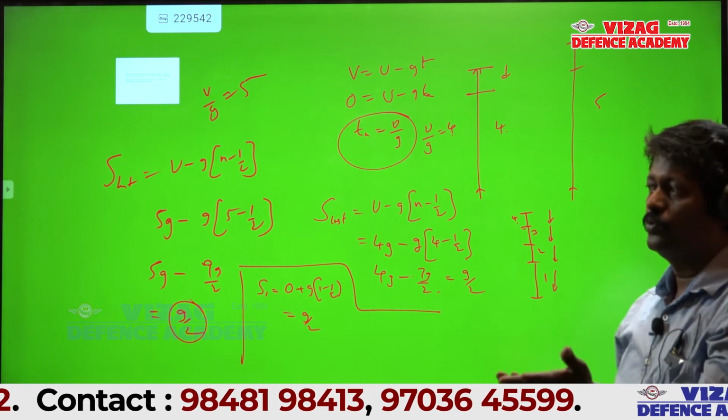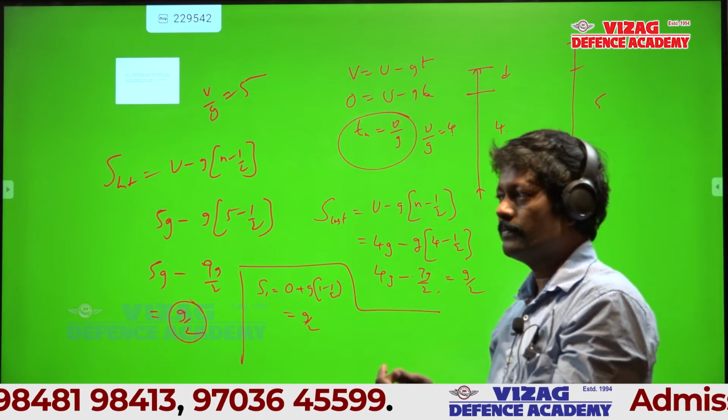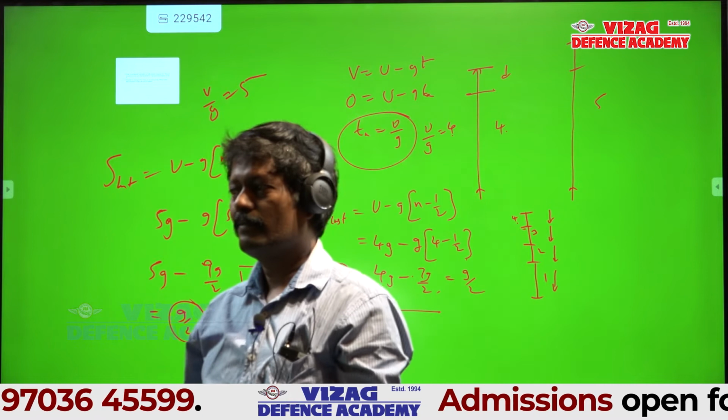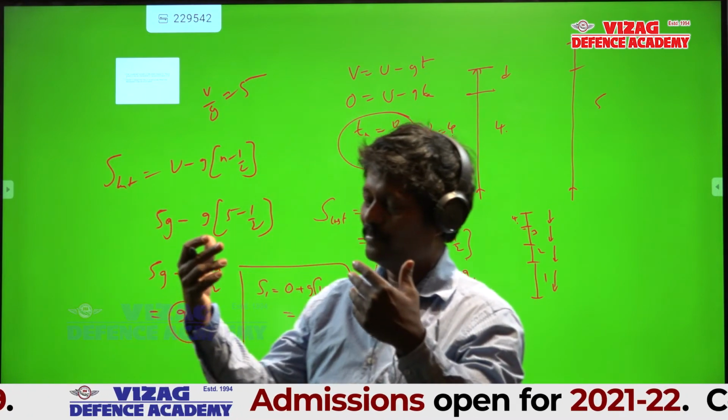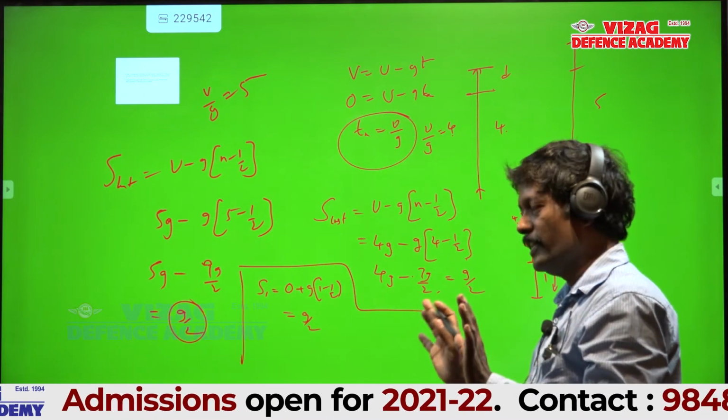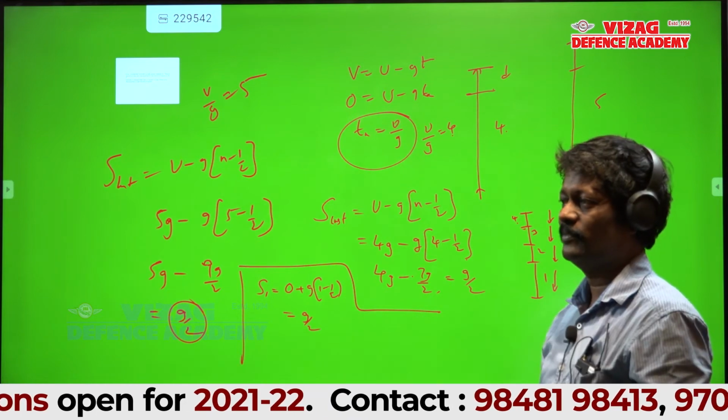If they give any time, whether the last second is 5 or 10, anything, it is g by 2. That is the idea you should get.